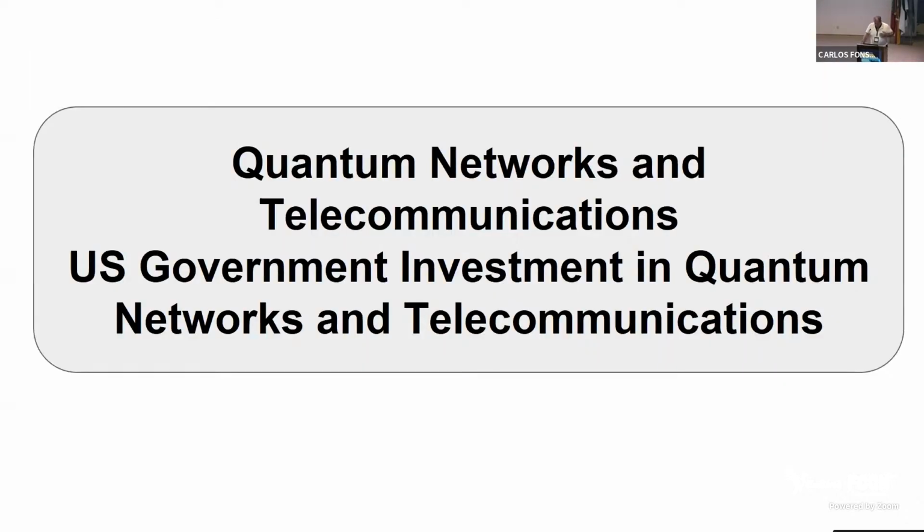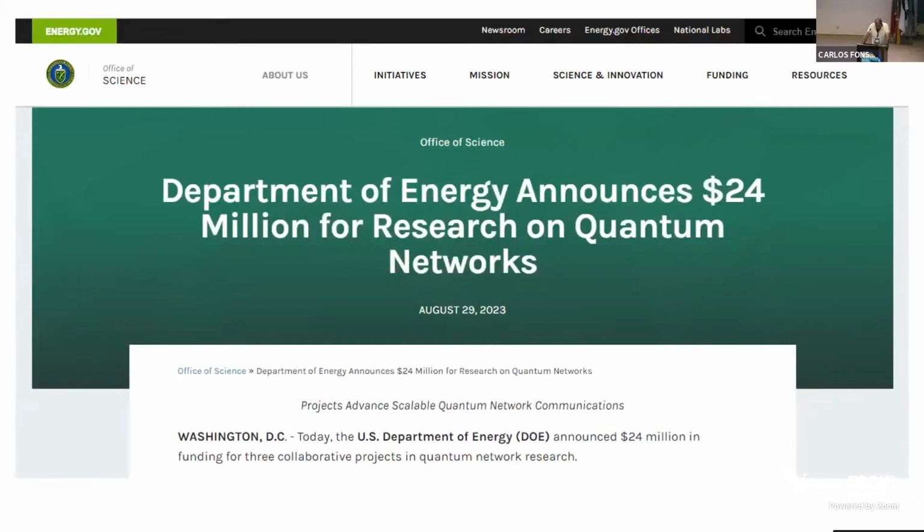Regarding quantum networks and telecommunications, the US government allocated 24 million for research on quantum networks. I would say that this is for research, but the numbers for the operations, for the implementation of quantum networks, are much, much larger than 24 billion. Europe has, through the flagship program, 2 billion allocated for research in the quantum area.